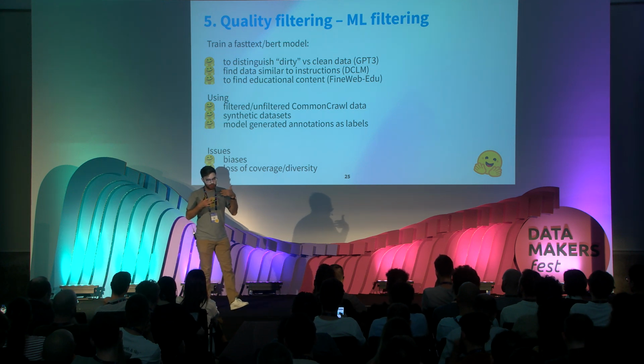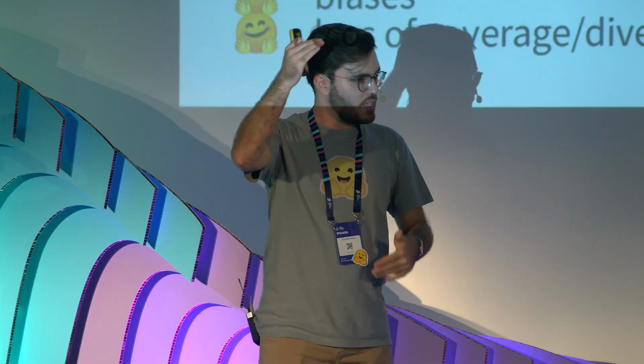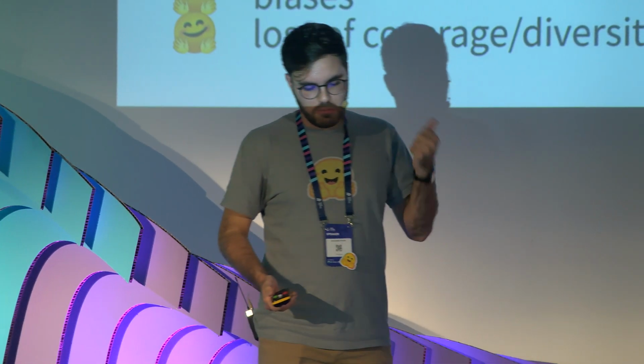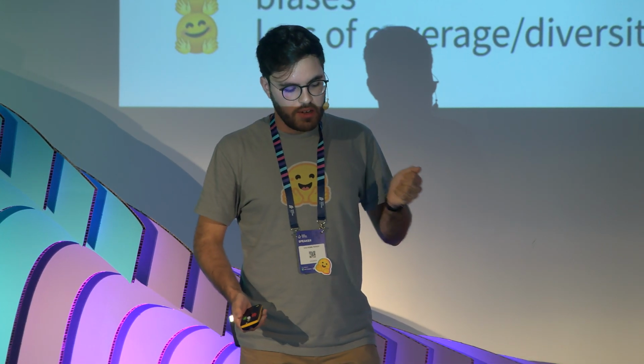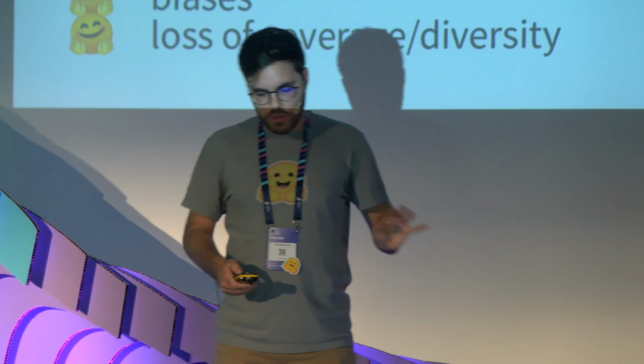So for example, for the educational classifier, what we do is we ask a model, how would you rate this, based on a big prompt? And then we train a classifier on these labels. There are some issues with ML-based filtering. Usually you introduce some quite strong biases, and you can lose some coverage or diversity. Depending on your use case, if we are doing just pre-training, we don't want to lose any coverage, and we don't want the model to not be able to do specific tasks. So we need to be very careful with this as well.